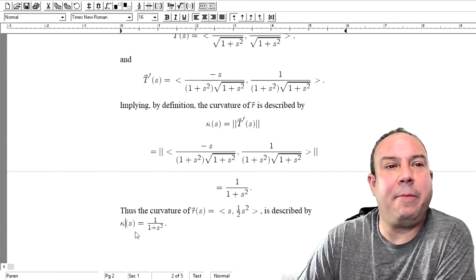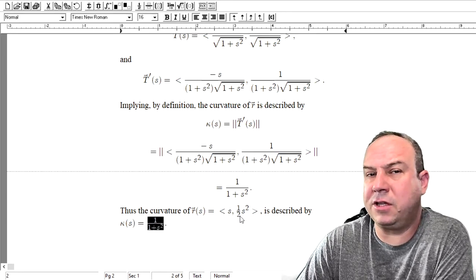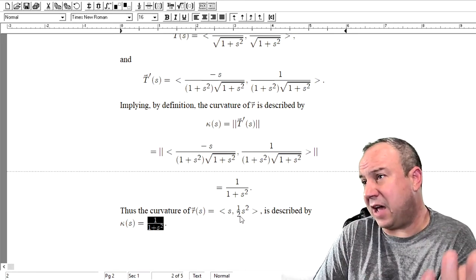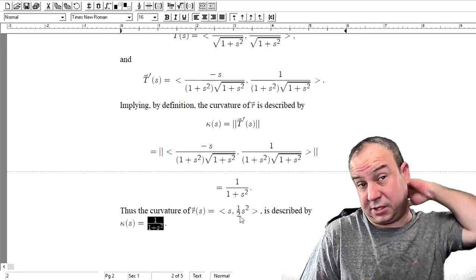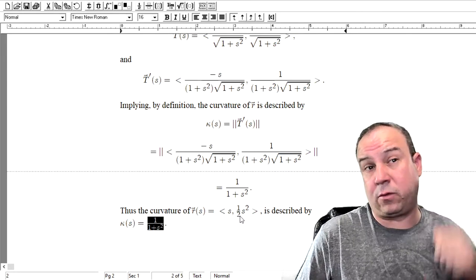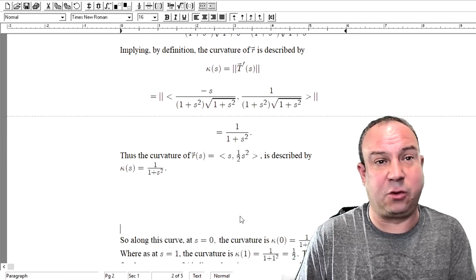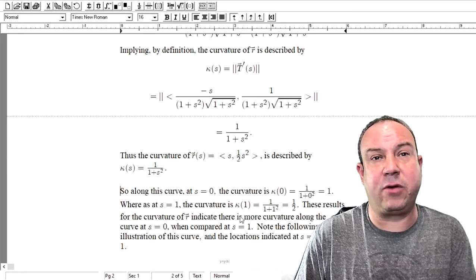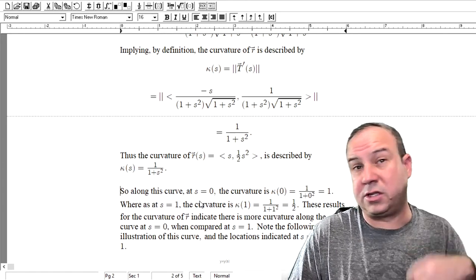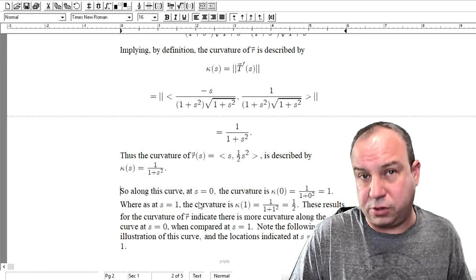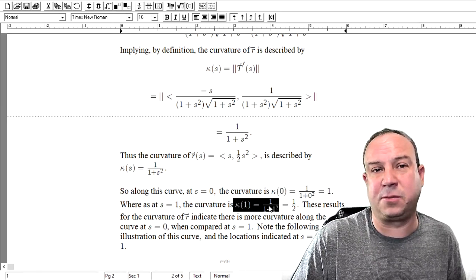All right? But this is a scalar valued function that describes the curvature seen along this curve at any value of s, at any value of the arc length parameter s. So if we plug in 0, we can certainly see that's going to be 1 over 1 plus 0 squared. That will be 1 over 1, which simplifies to 1. If we were to plug in 1, we would have 1 over 1 plus 1 squared. 1 squared is 1 plus 1 is 2, so you'd have 1 over 2. We see these results here respectively.